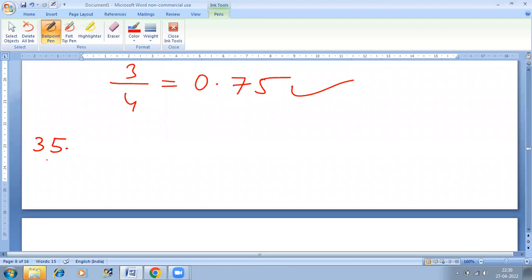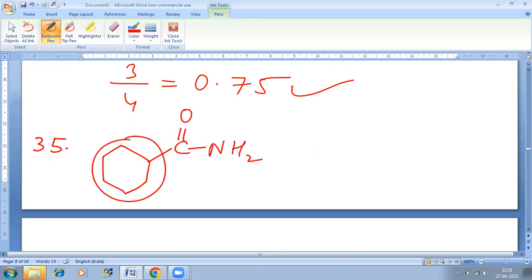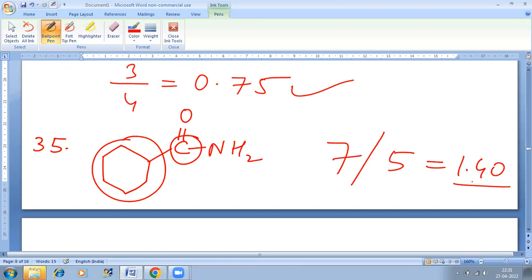In one molecule of cyclohexane carboxamide, there are X atoms of carbon. Find X by 5. This is cyclohexane carboxamide. I can see that there are 6 carbon atoms here and there's 1 carbon atom here. So there are 7 carbon atoms. 7 upon 5 is 1.40. This is what they have asked for.